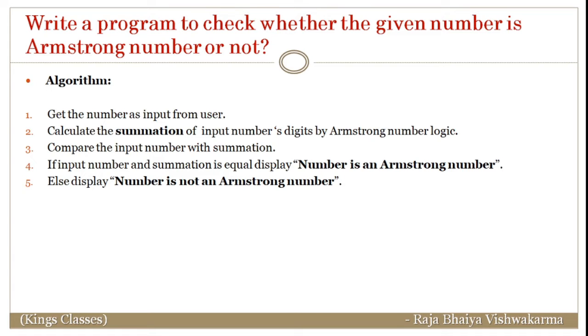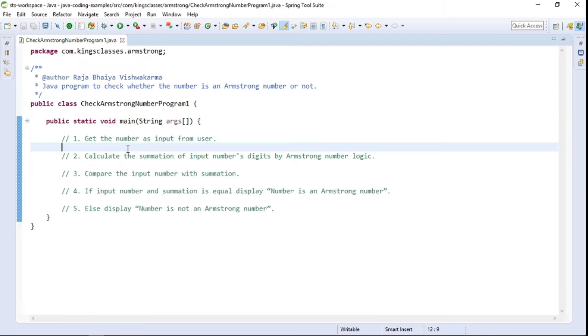So now we will be writing the Java code, and while writing it I will explain how we are going to calculate the summation, because we will be getting a 3-digit number, but we have to calculate the summation of each digit multiplied 3 times. So now we are going to write the Java code to check whether the given number is an Armstrong number or not.